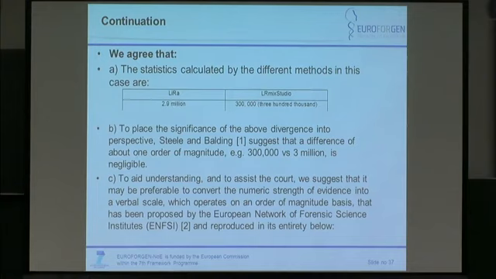So we explain the statistics calculated by the different methods in this case are 2.9 million for Lyra and 300,000 for LRMX Studio, and then we quote the Steel and Balding paper that suggests that a difference of about 1 order of magnitude is negligible. Okay, so we say that this is the sort of variation that we would expect to see given the models that we are using. So we do not feel that this is a cause of concern.